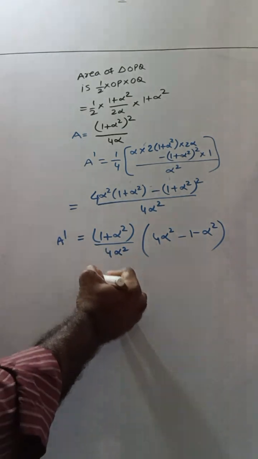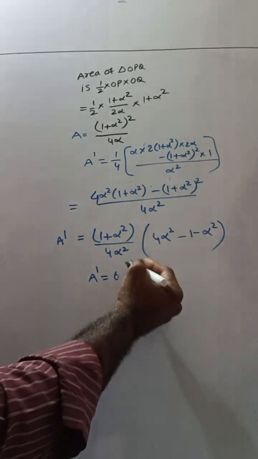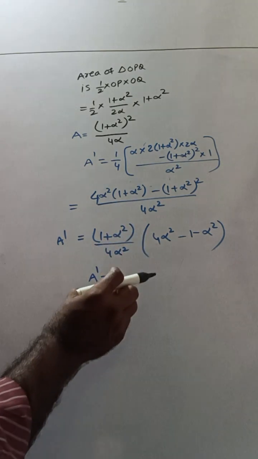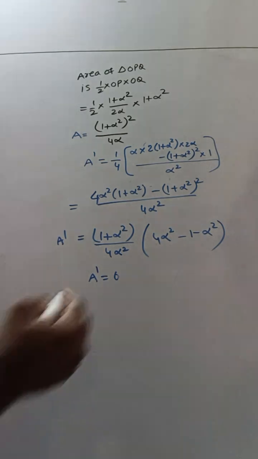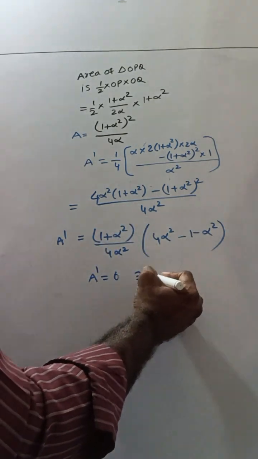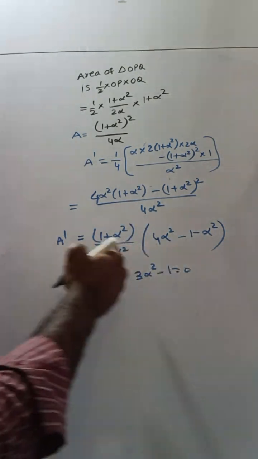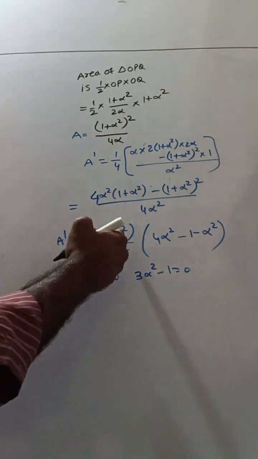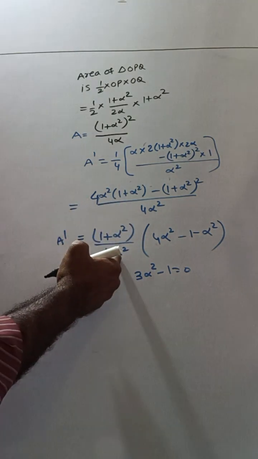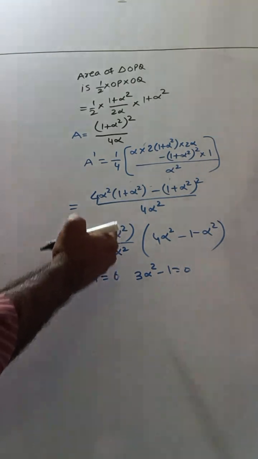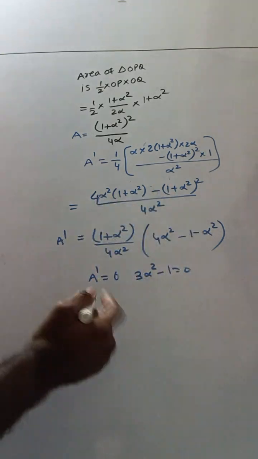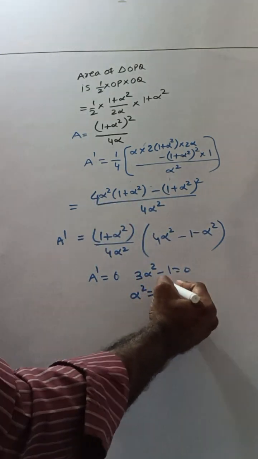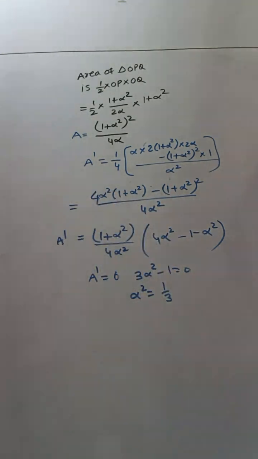Right? Now taking A dash equal to 0, what are you getting here? You are getting 3 alpha square minus 1 equal to 0, because it won't be 0 for the factor 1 plus alpha square, 4 alpha square. If alpha is 0, it will come infinity, right? So it won't be 0. Then this value is 0. Then what is the alpha square value? 1 by 3. Alpha square value is 1 by 3.